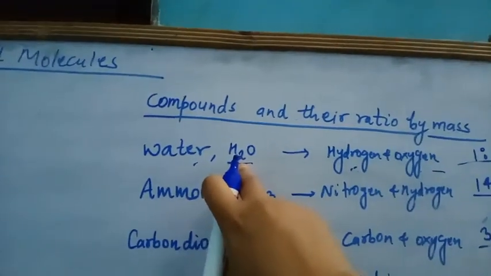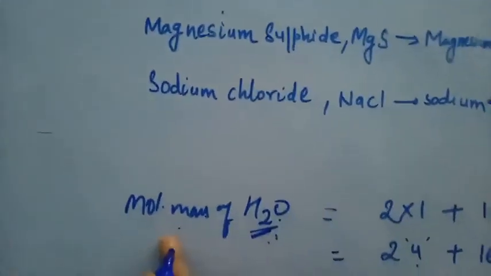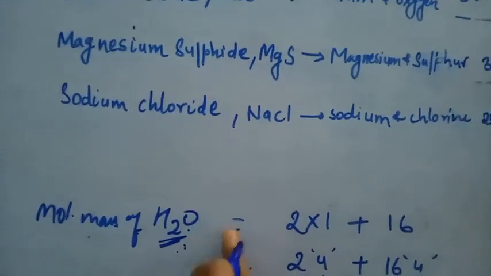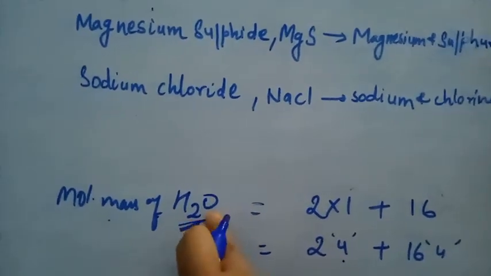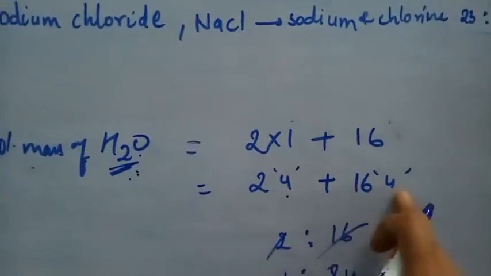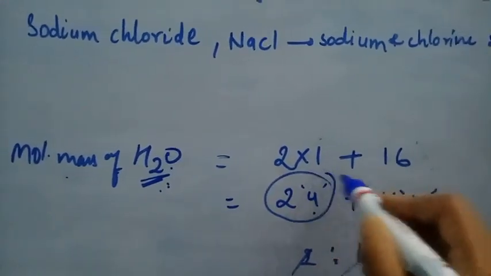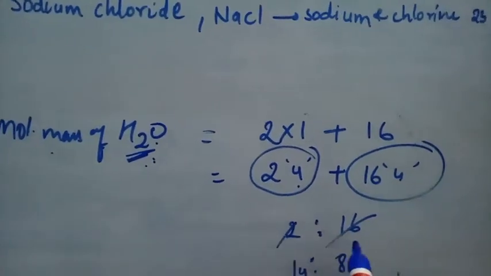Let's say if you want to know the ratio of combining elements of water, for that you should first calculate the molecular mass of water. The molecular mass of water can be calculated as 2 into the atomic mass of hydrogen plus the atomic mass of oxygen. So it is 2 into 1 plus 16, so 2u plus 16u. Here you can see that the combining elements hydrogen and oxygen will combine in this ratio only, 2:16 by mass.